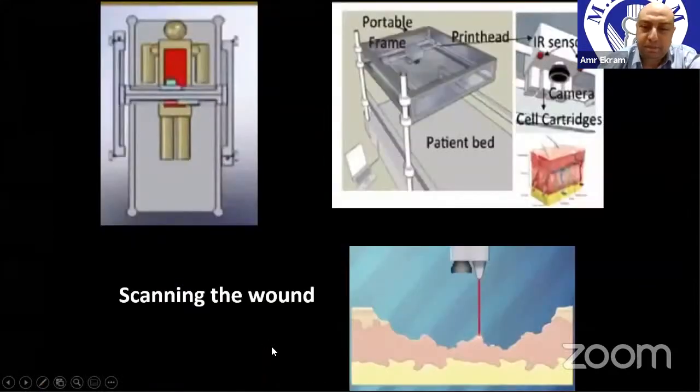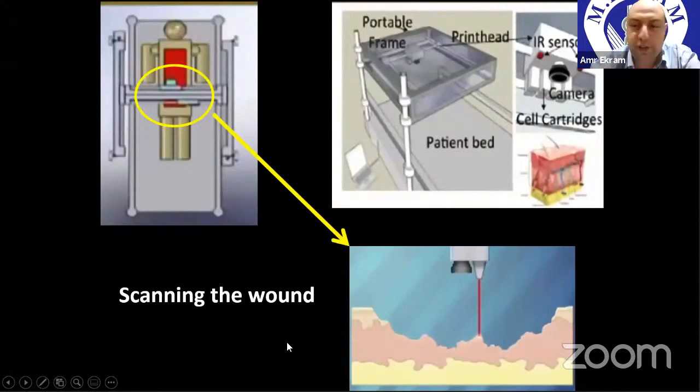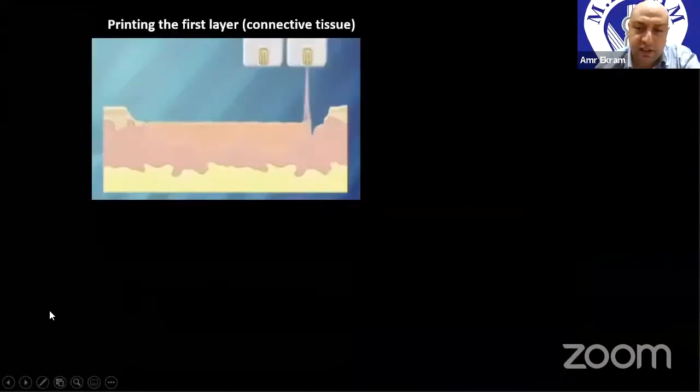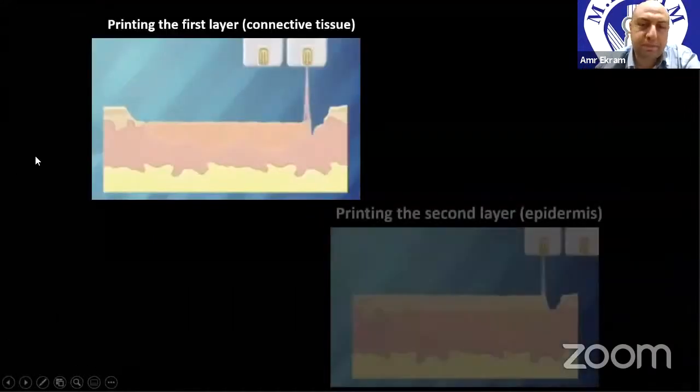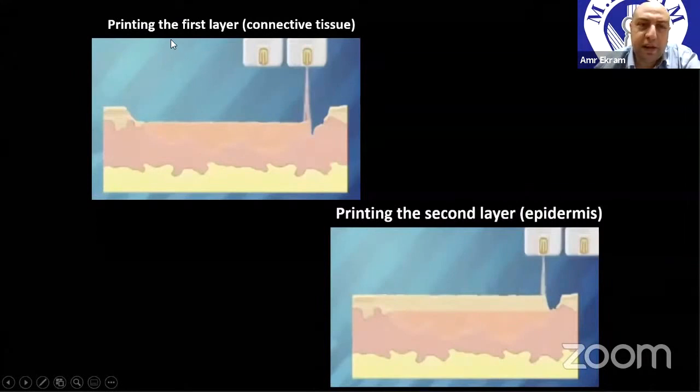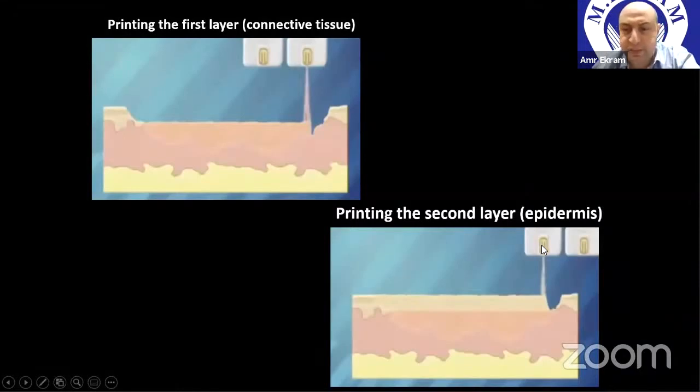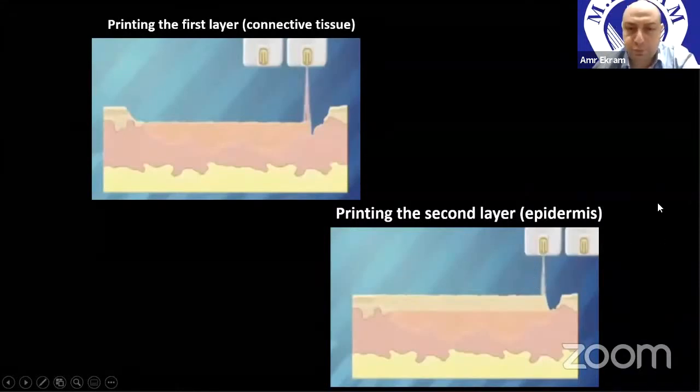So this is the idea. You just go to the hospital and you have your printer that can print different layers from cells to skin and so on. You can have a printing for the first layer of connective tissue, then another head of the 3D printer to print the second layer of epidermis. Maybe it's not available now, but it can be available in the future.